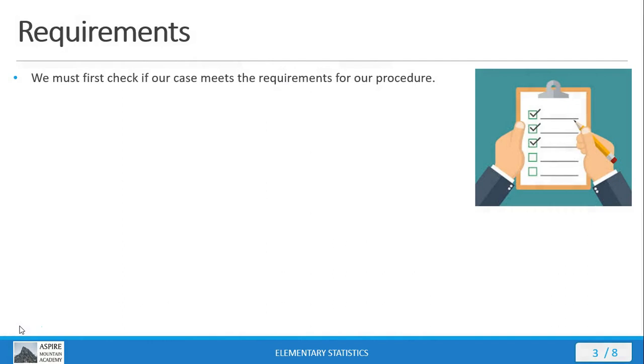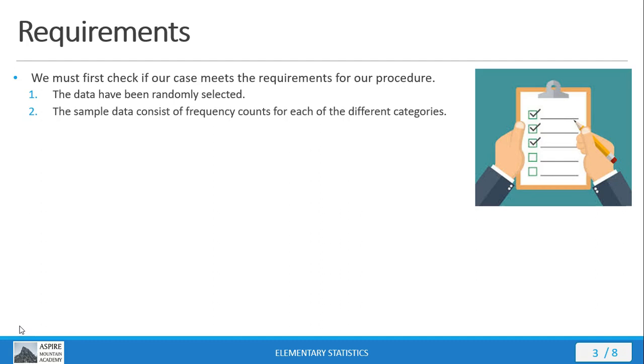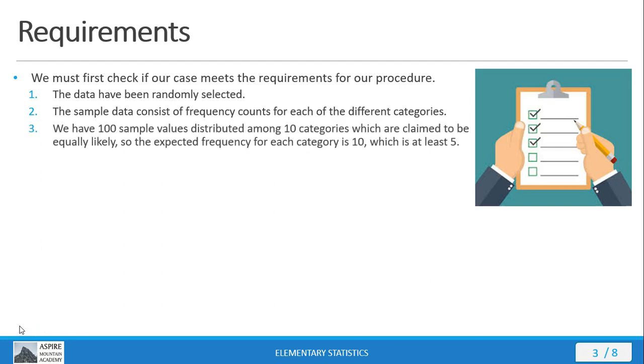First, let's check to make sure our requirements are met, because our procedure is built on certain assumptions. First, the data have been randomly selected. So we've got that. Second, the sample data consists of frequency counts for each of the different categories. So we've got the second one checked off. Third, we have 100 sample values distributed among 10 categories, and those 10 categories are claimed to be equally likely. So the expected frequency for each category is 10, and 10 is greater than 5, so we've met the third requirement. So our requirements have been met.